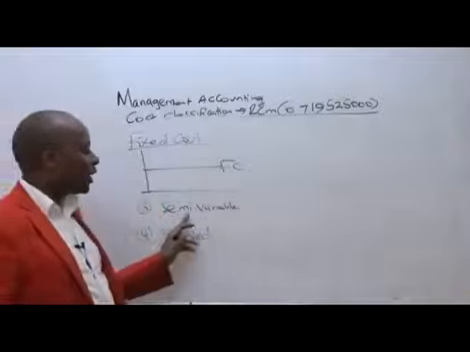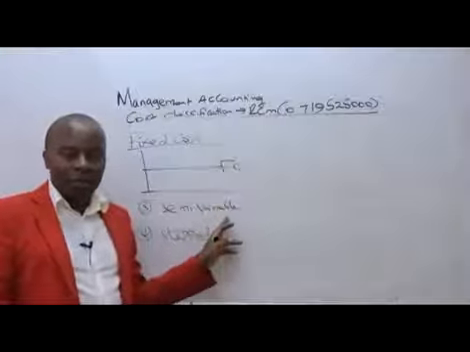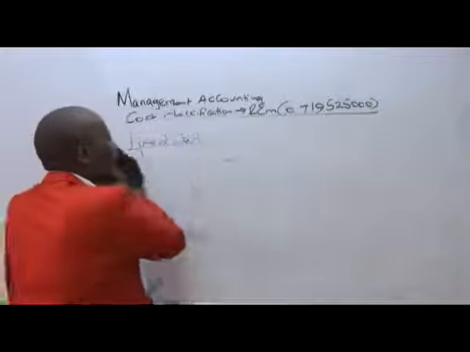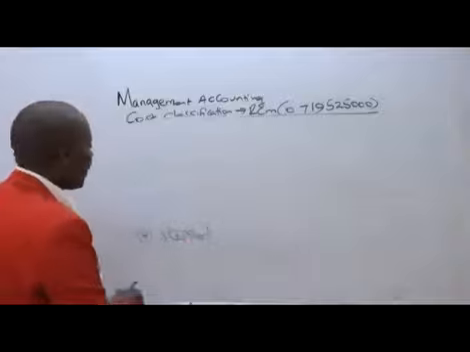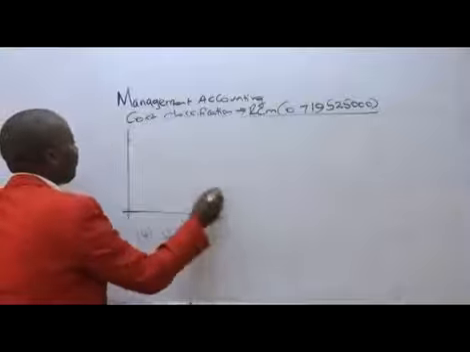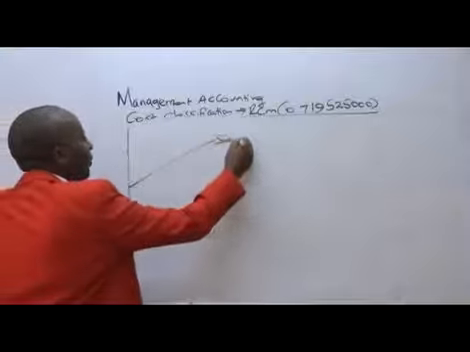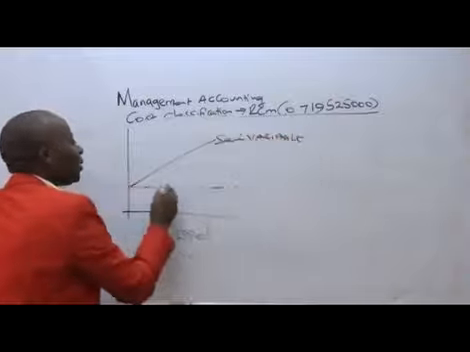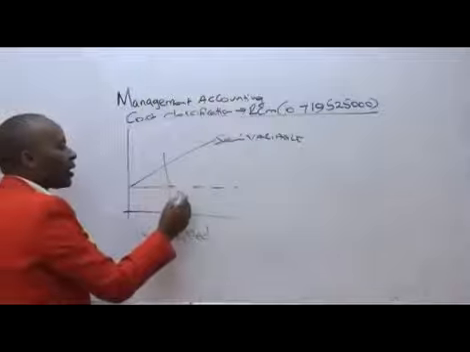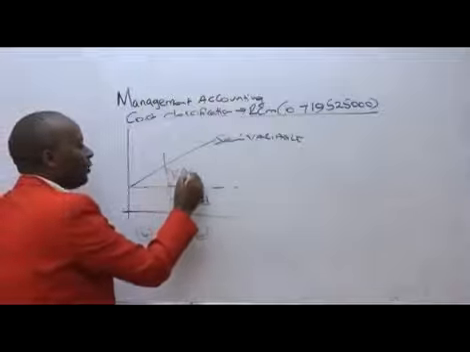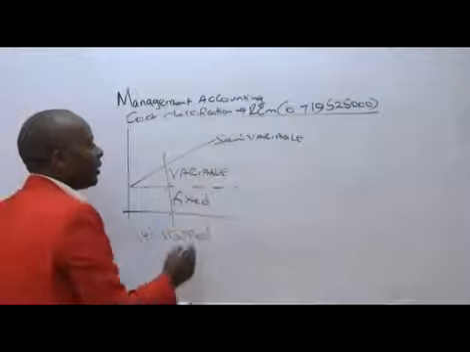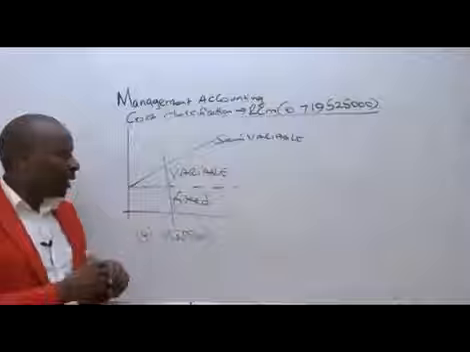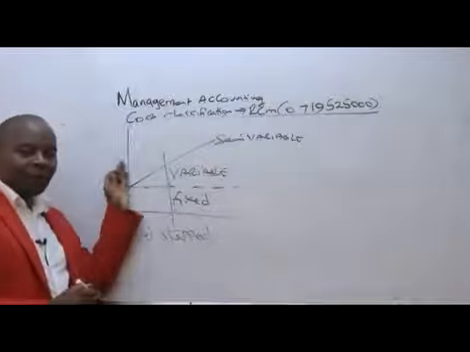Now from there, we have the semi-variable cost. Semi-variable cost, as the name suggests, ladies and gentlemen, is how it will behave like this. Semi-variable costs are those costs that are partly fixed and partly variable. You can see it is not beginning from zero here. It's beginning from a point up there.